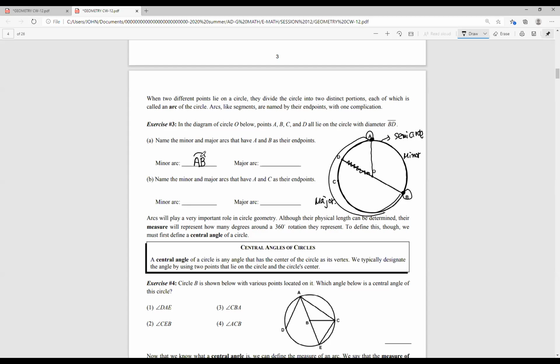Where is the major arc? The major arc uses what? 3 letters, right? Which give us direction. You can use any point. We have 2 letters over here, right? Same direction, the other side. Maybe you can choose anything. A, C, B, right? That is a major arc. Okay? That's the major arc. That's all. We just finished center angle, okay?